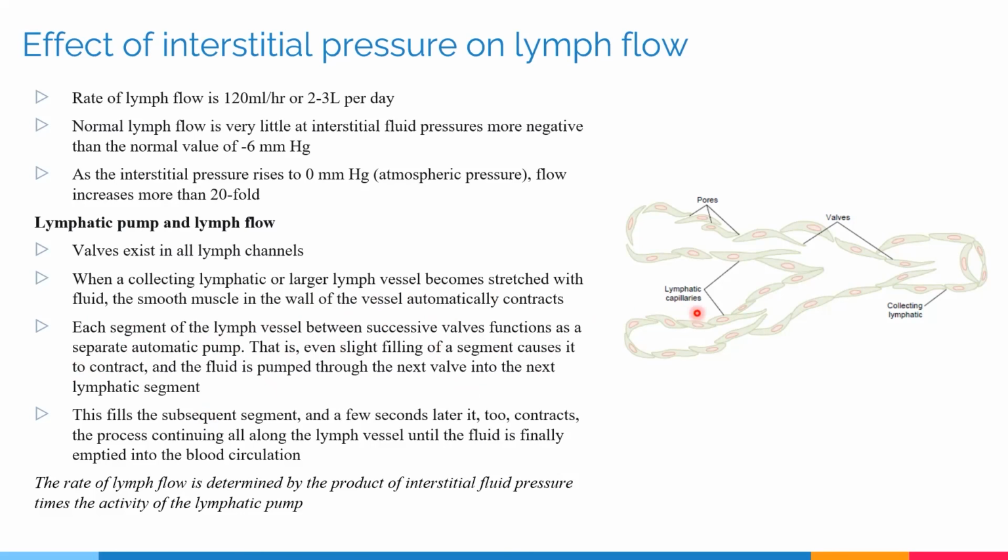So this segment pumps lymph into the next one, and this one will then pump it into the next lymphatic segment, and finally this will fill up the next segment, and a few seconds later that will also contract, and the process will continue along the lymph vessel until the fluid is finally emptied back into the blood circulation. Thus, the rate of lymph flow is determined by the product of interstitial fluid pressure times the activity of the lymphatic pump.